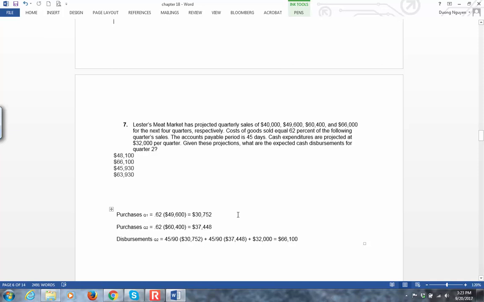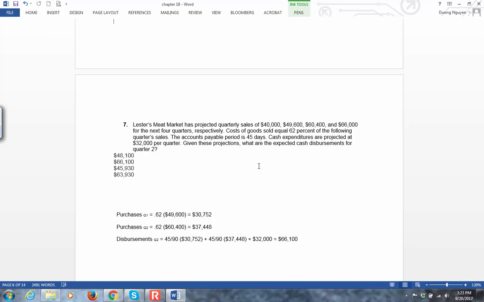In quarter 2, the cost of goods sold would be 62% times the following sales, which is 60,400. So you have 37,448. Account payable period is 45 days, meaning in quarter 1 the company will make half of the payment, and in quarter 2 will make half of the payment.